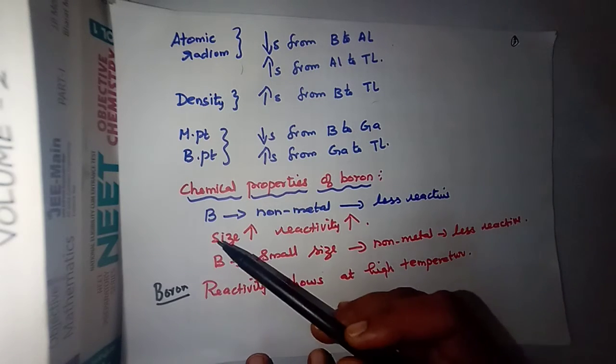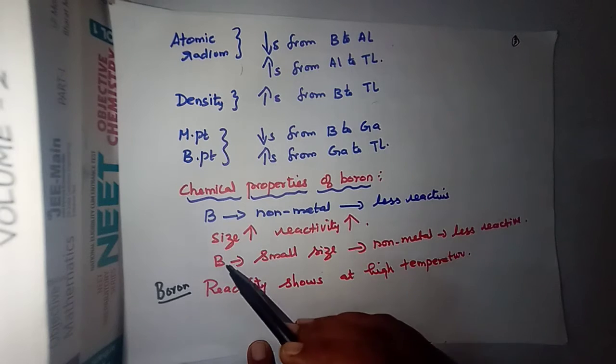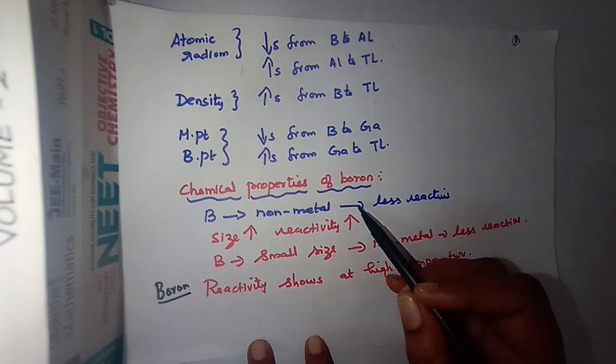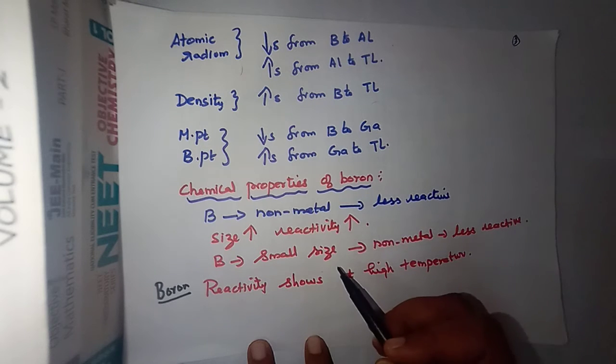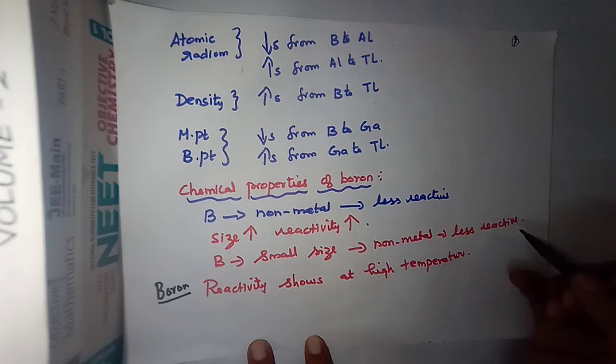Today we are going to see the chemical properties of boron. Boron is a non-metal, so it is less reactive. Now see the reason: as size increases, reactivity also increases. Boron is small in size, so it is considered a non-metal and it is less reactive.